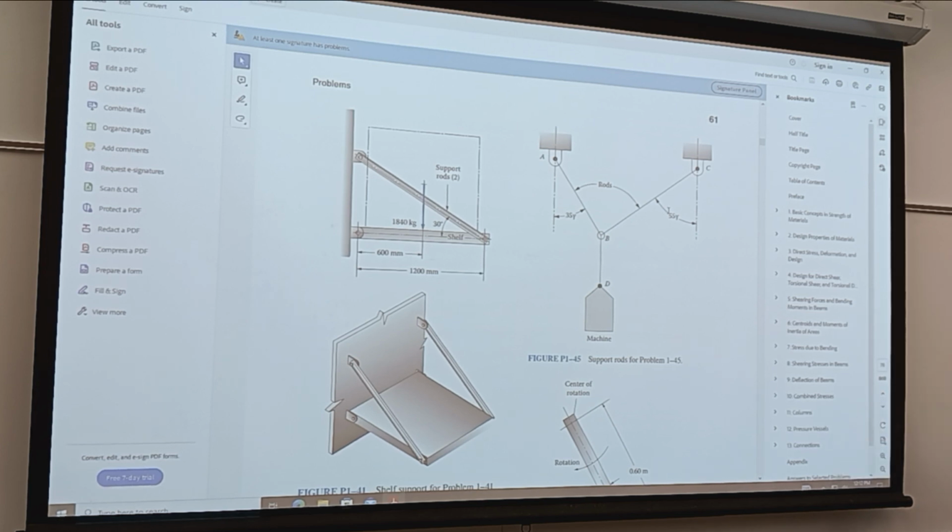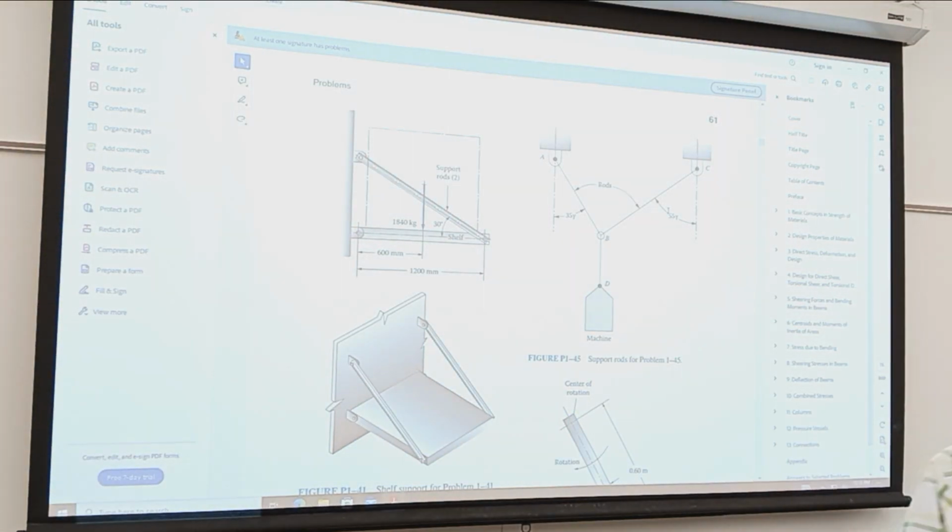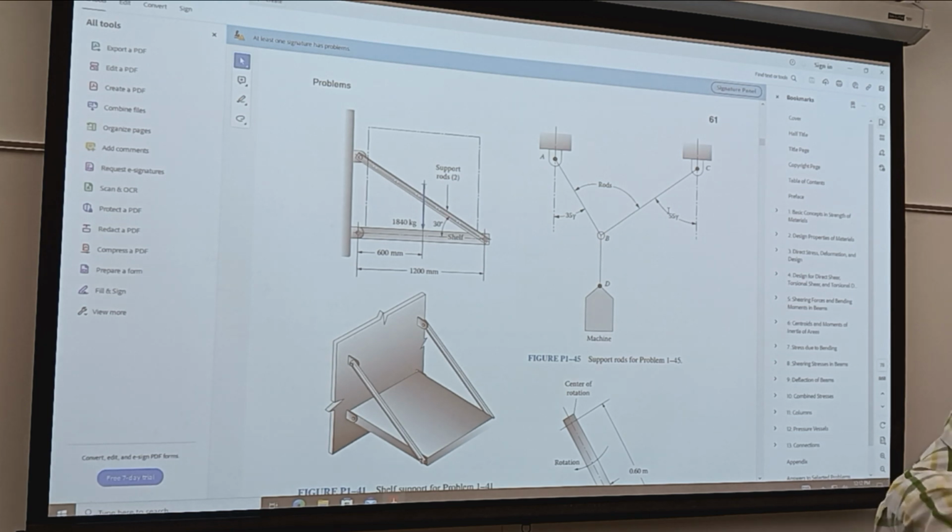As we move forward, we'll learn about design properties of material, and I hinted already at the yield strengths, when there's a permanent deformation, and there will be more to it. I need to discuss that.